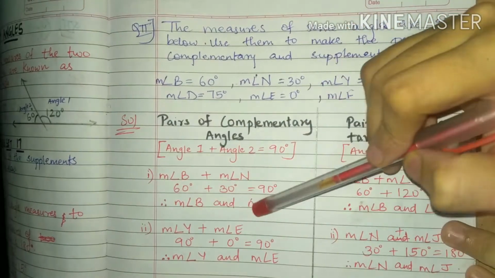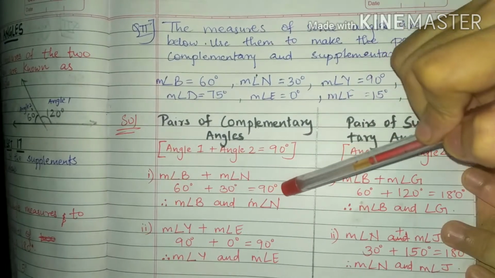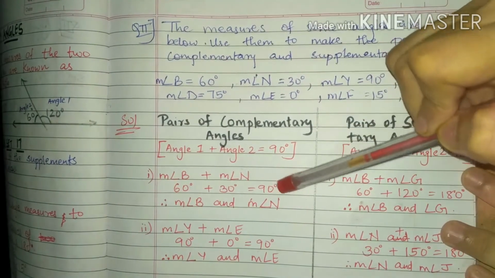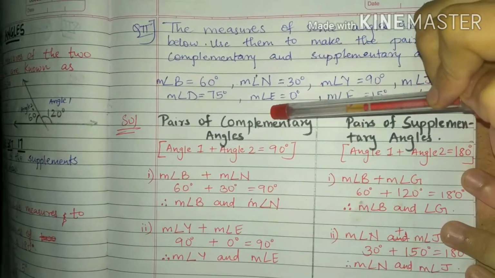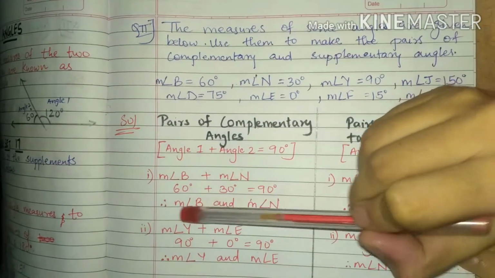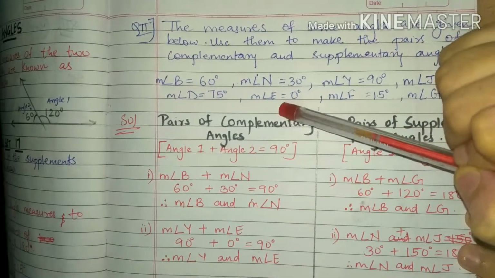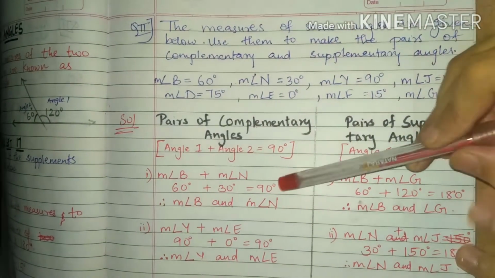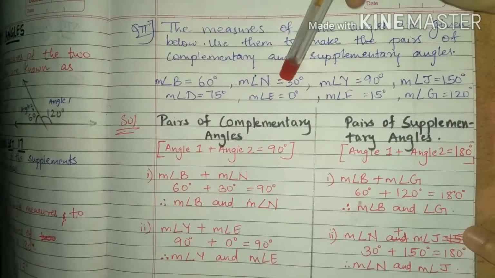First we show whether the sum equals 90 or not. If the sum equals 90, then these two angles are a pair of complementary angles. Therefore, measure of angle B and measure of angle N are complementary angles. Now are there any more? Let's see. This is done.